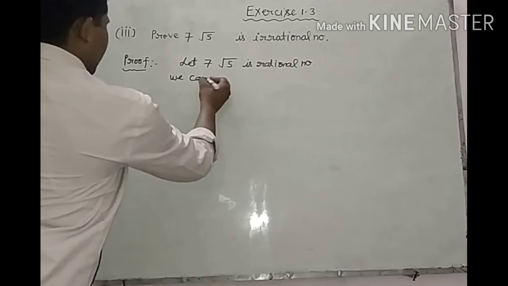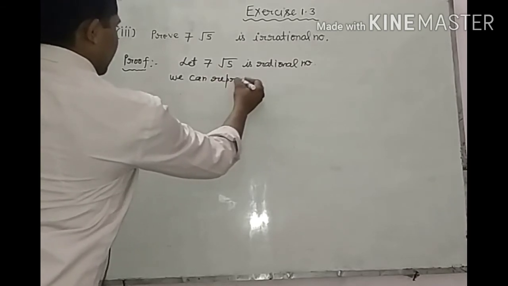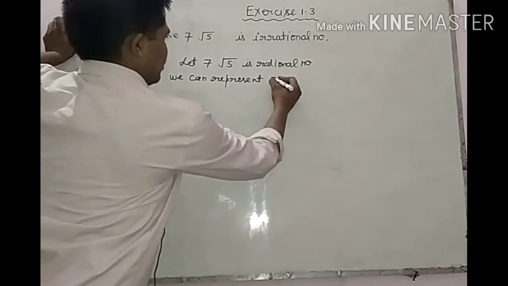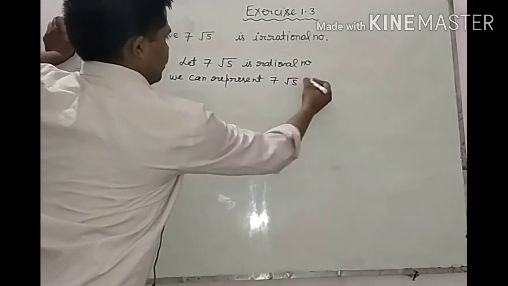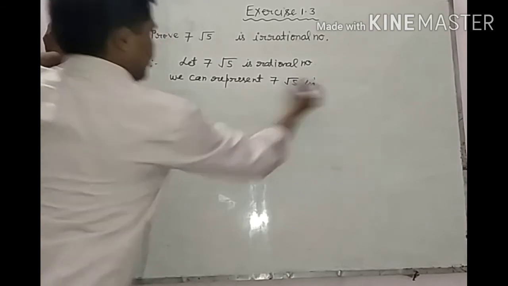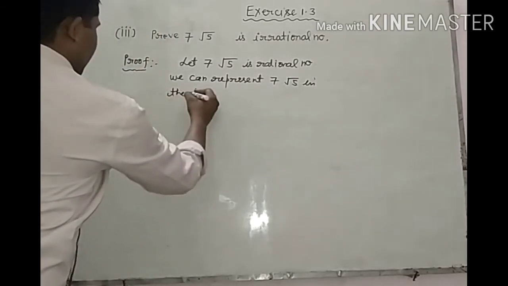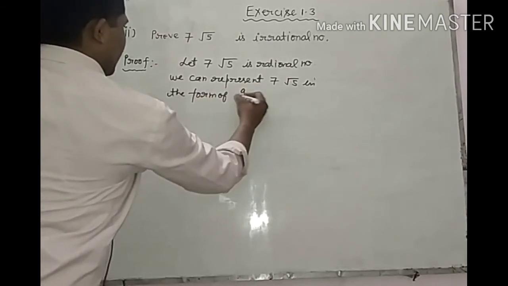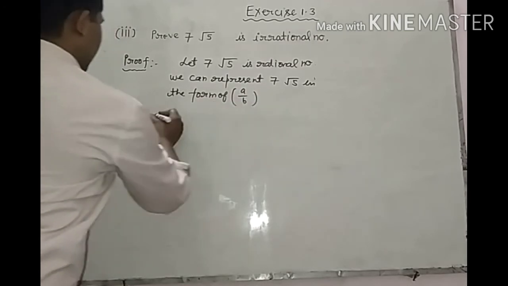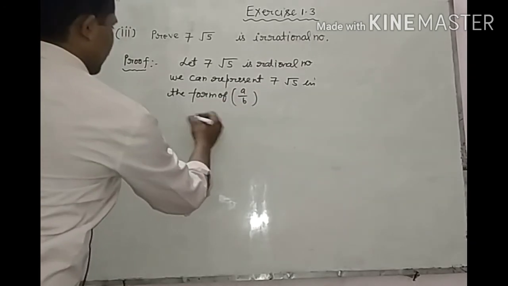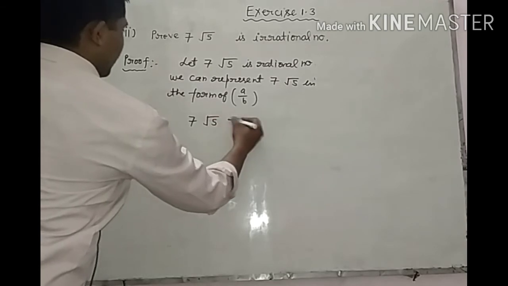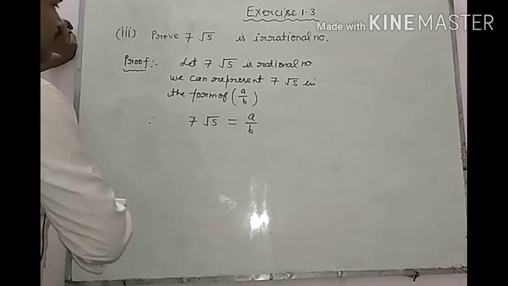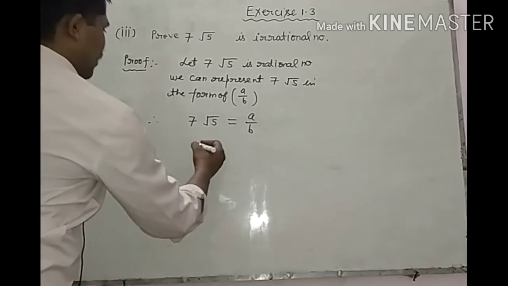Since 7 root 5 is a rational number, we can represent 7 root 5 in the form of a by b. Therefore, 7 root 5 equal to a by b. Now, we will evaluate the value of root 5 in the form of a by b.